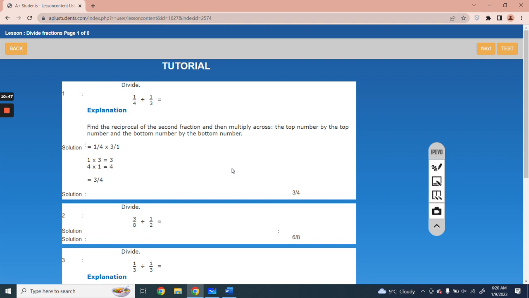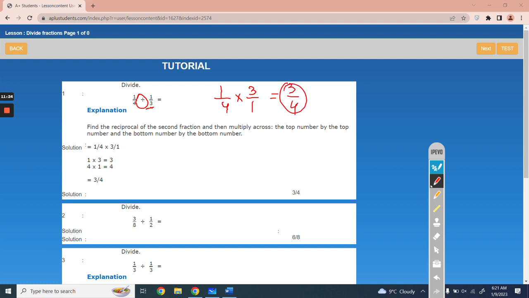Whenever we are dividing fractions, we have to convert the division sign to multiplication. And whenever we convert the division sign to multiplication, we have to take the reciprocal of the term right after the division sign, 1 over 3. The reciprocal means you interchange the numerator and denominator. The reciprocal of 1 over 3 is 3 over 1. Now you simply multiply the fractions. 3 times 1 is 3 and 4 times 1 is 4. So it is 3 over 4.